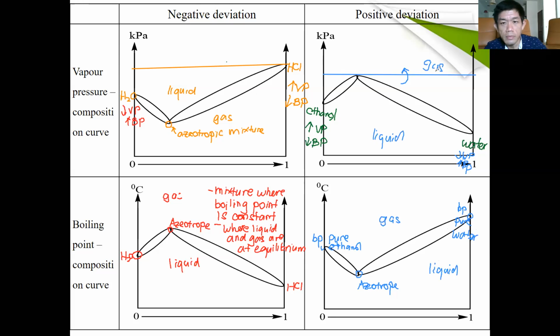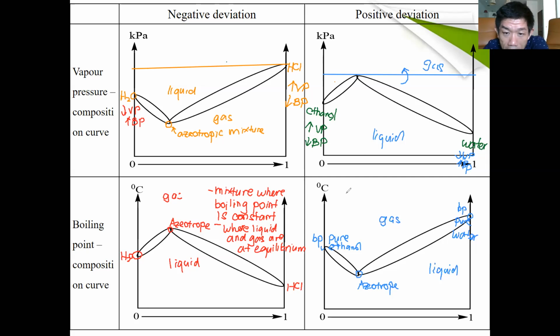So that is how we plot or sketch the negative and positive deviations. Again, I would like to highlight, it is called negative because vapor pressure is lower than expected, and positive because vapor pressure is higher than expected. A lower vapor pressure is because of stronger intermolecular forces. Conversely, a positive deviation has a higher vapor pressure because the mixture has weaker intermolecular forces after mixing them together.